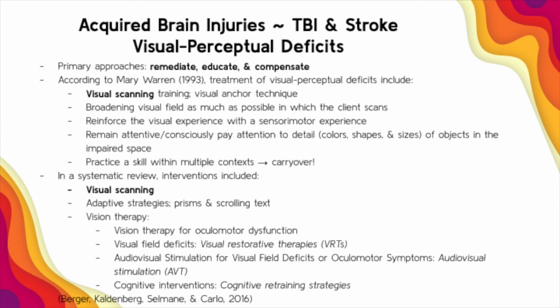And according to the systematic review, other interventions include adaptive strategies, which include prisms and scrolling text, an assortment of vision therapy, and cognitive interventions, which include cognitive retraining strategies.